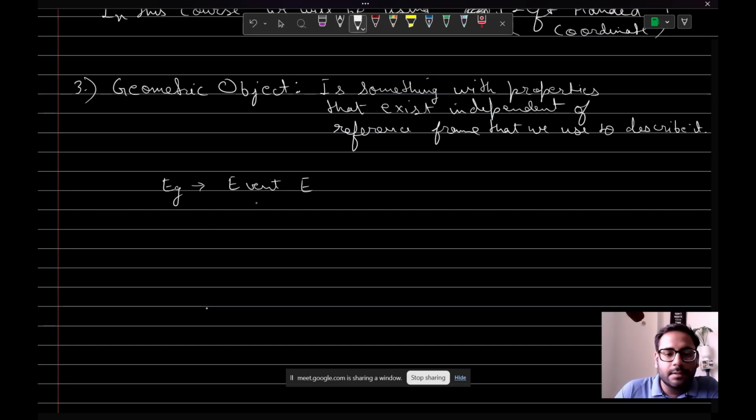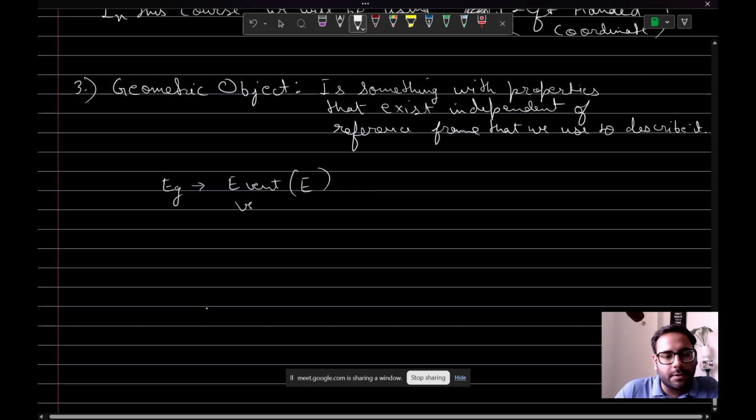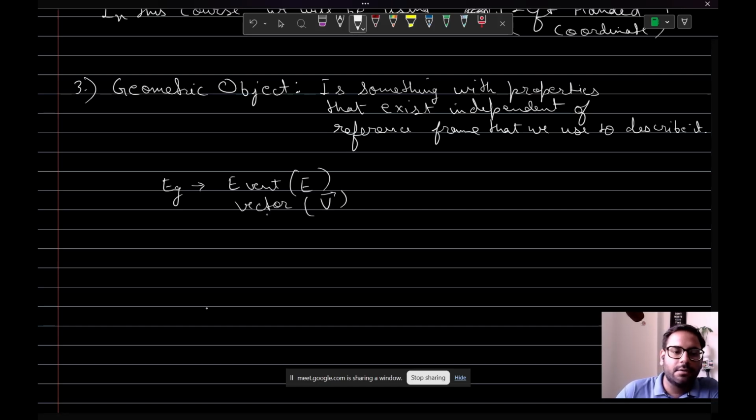And the second example is a vector. Suppose I have a vector v. We have studied this. This is my first example. This is my second example, and there can be more.